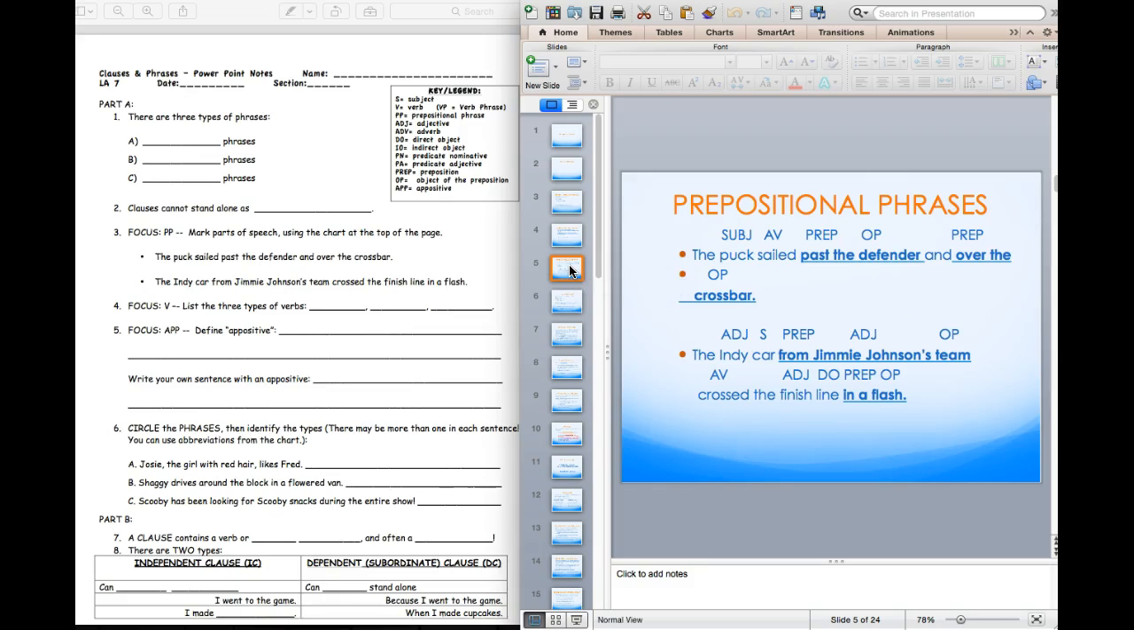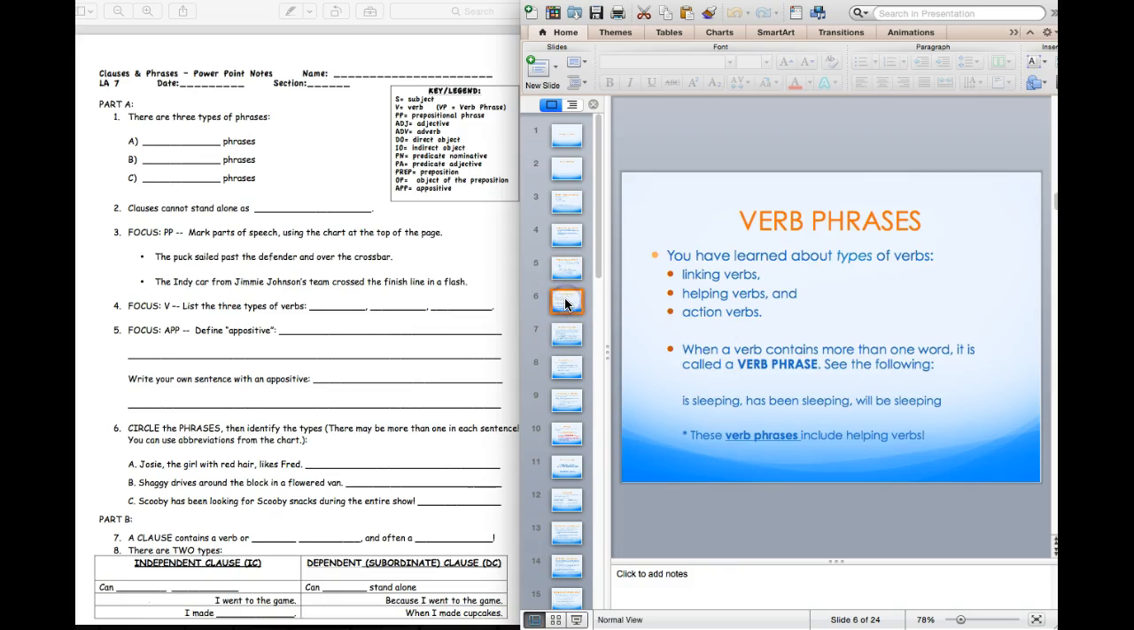And number 3. Okay, this part should be pretty easy for you because this is still reviewing. Now, verb phrases: we've talked about linking, helping, and action verbs, and we know this already, but we can call is sleeping, has been sleeping, will be sleeping, all verb phrases.